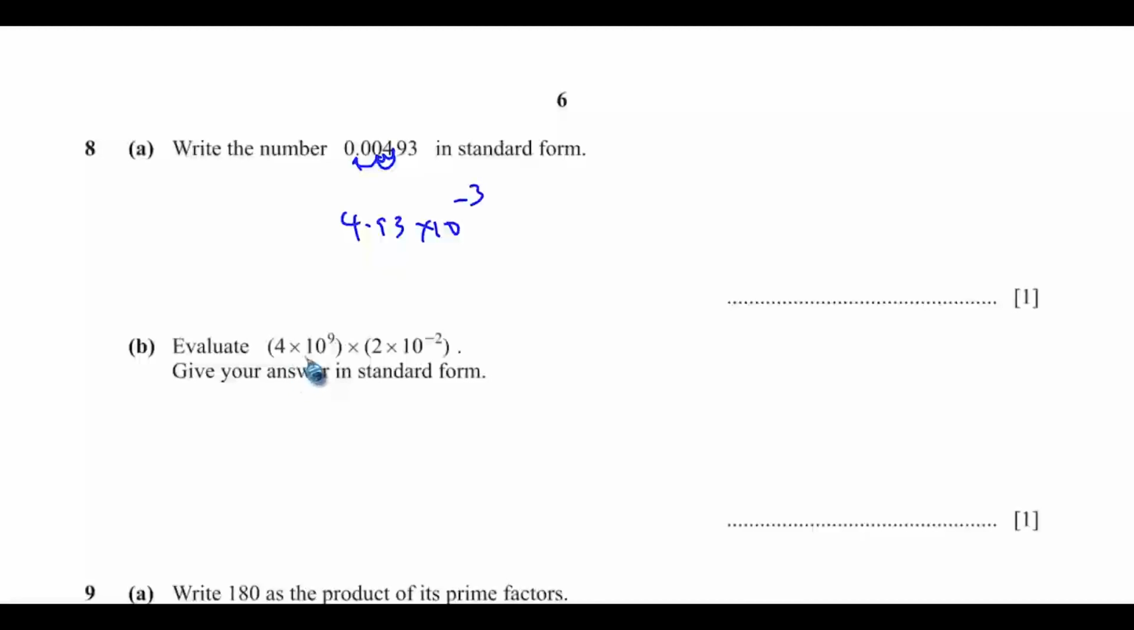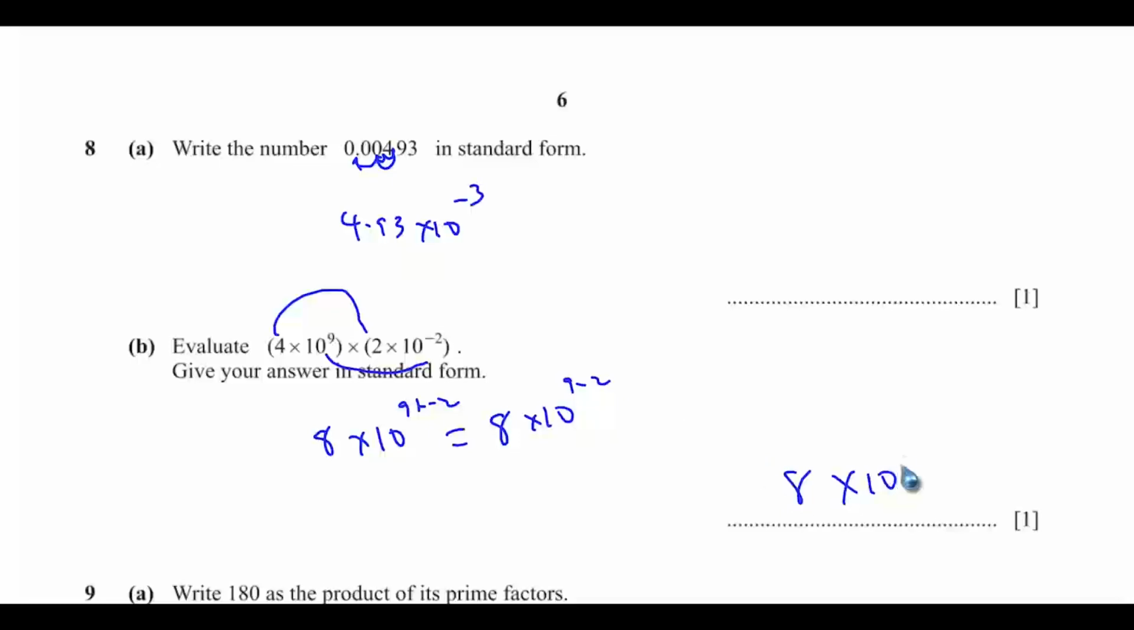8b, evaluate this. Give your answer in standard form. Okay, so if you want to do this multiplication, you multiply the numbers 4 by 2, that will be 8, times 10 to the power of 9 times 10 to the power of -2. That is multiplication of indices. So you add the powers, 9 plus -2, and that is the same as 8 times 10 to the power of 9 minus 2. So final answer, 8 times 10 to the power of 7. So that's what you get there.